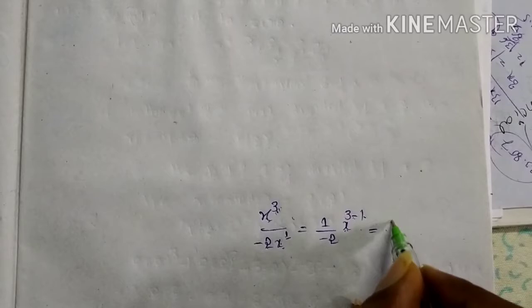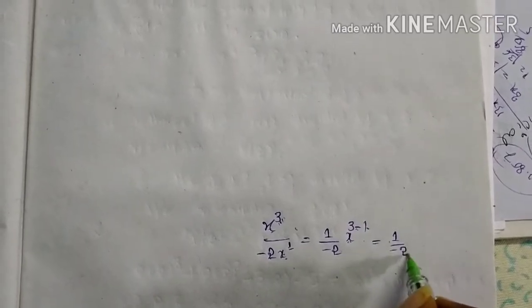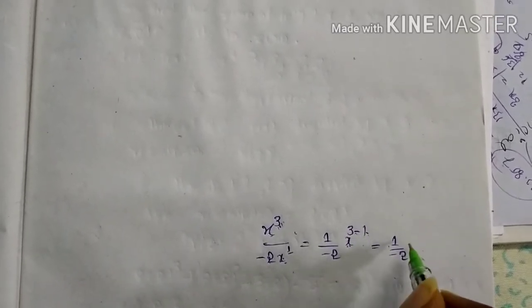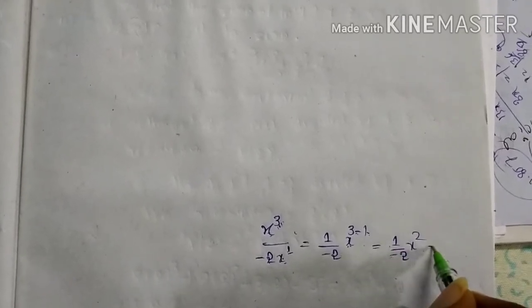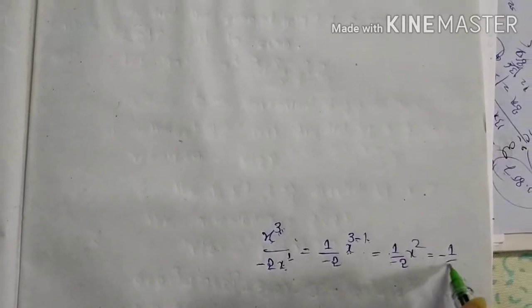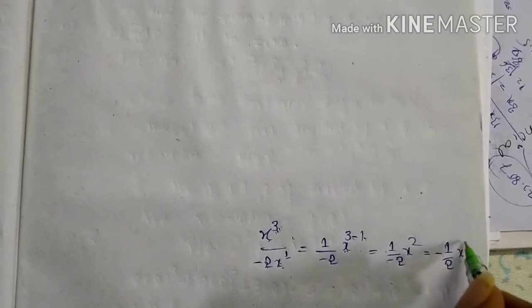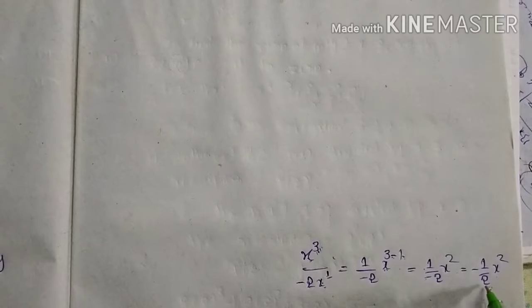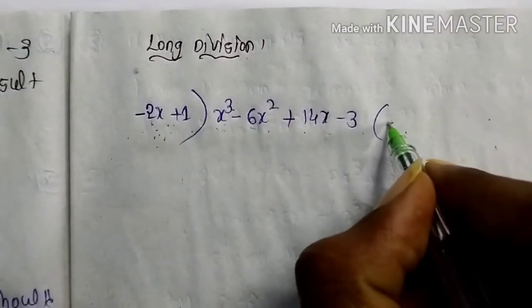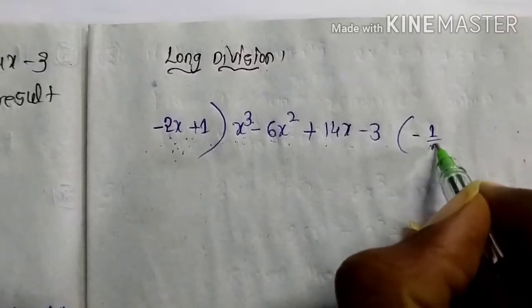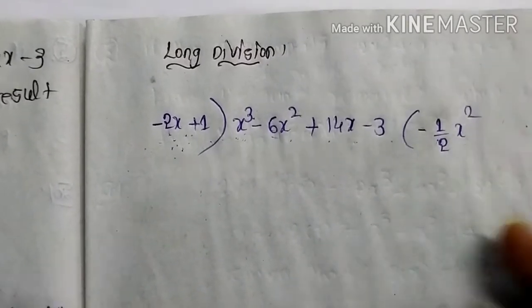That means you are getting how much? 1 by minus 2 into x to the power 3 minus 1. It is x power 2, or not? That means 1 by minus 2, or you can write here minus 1 by 2. Minus 1 by 2 x square. This is the first term in the quotient. Minus 1 by 2 x square. You can write here minus 1 by 2 x square.